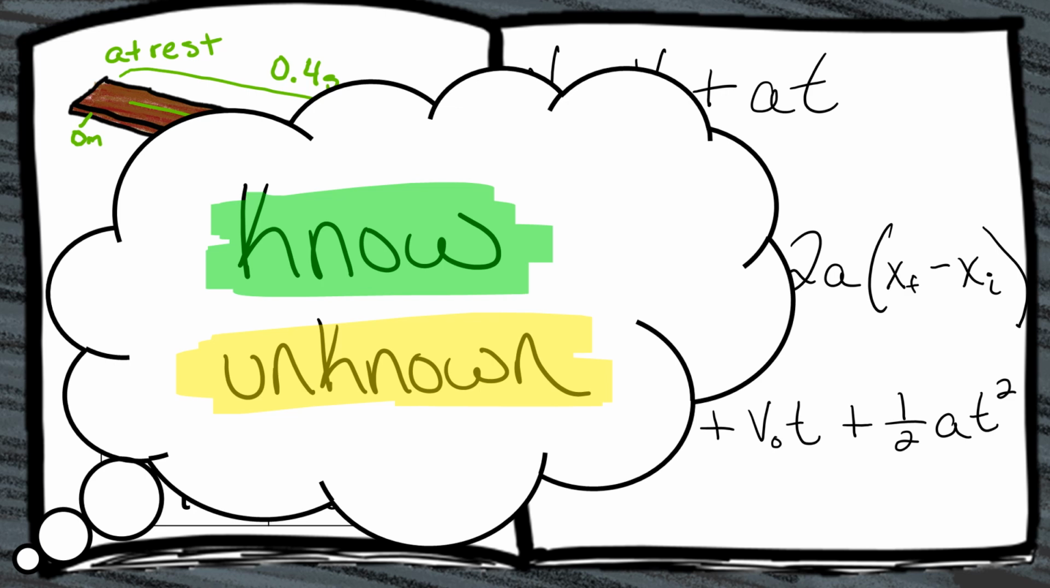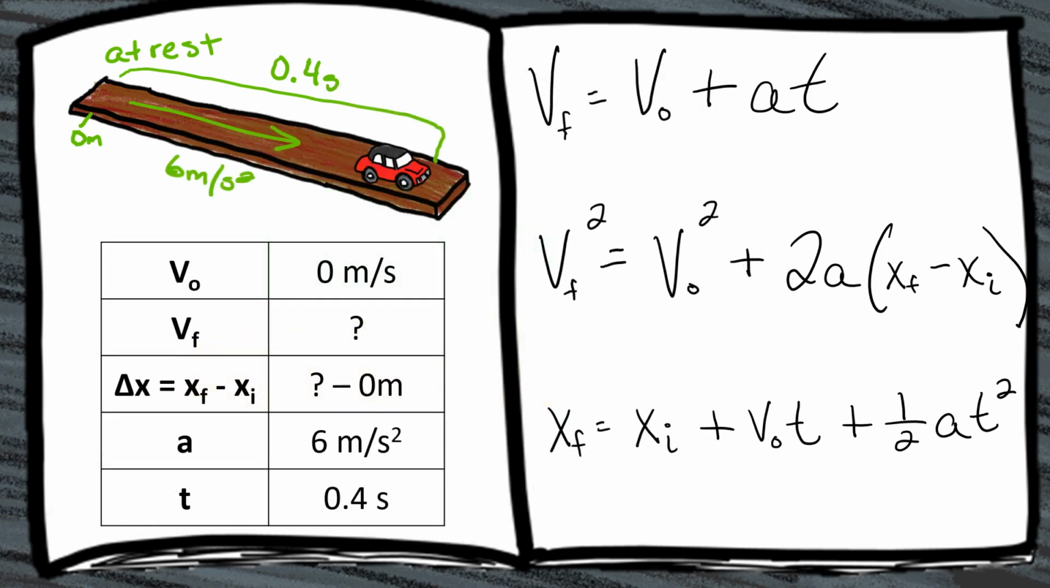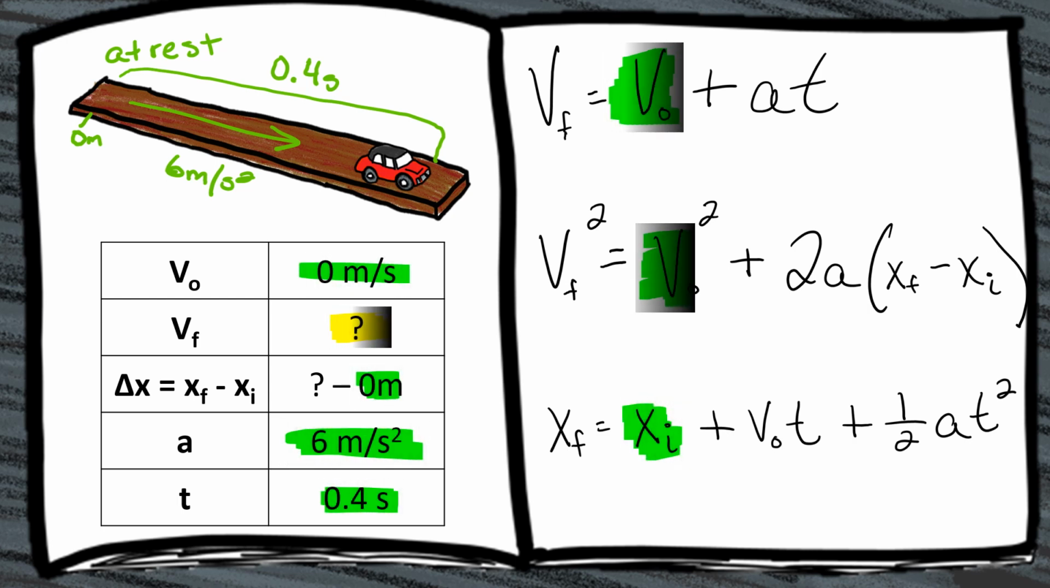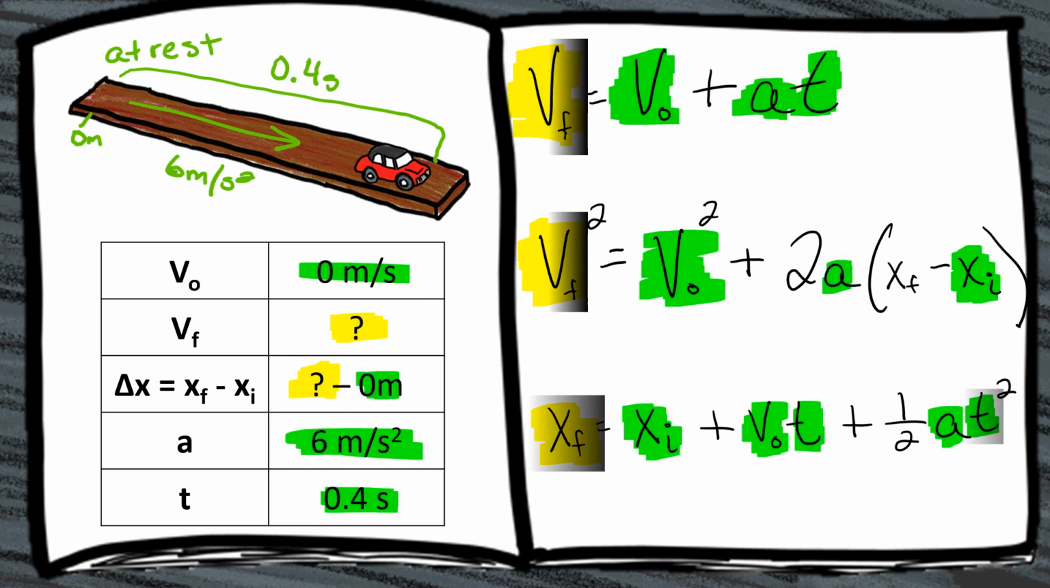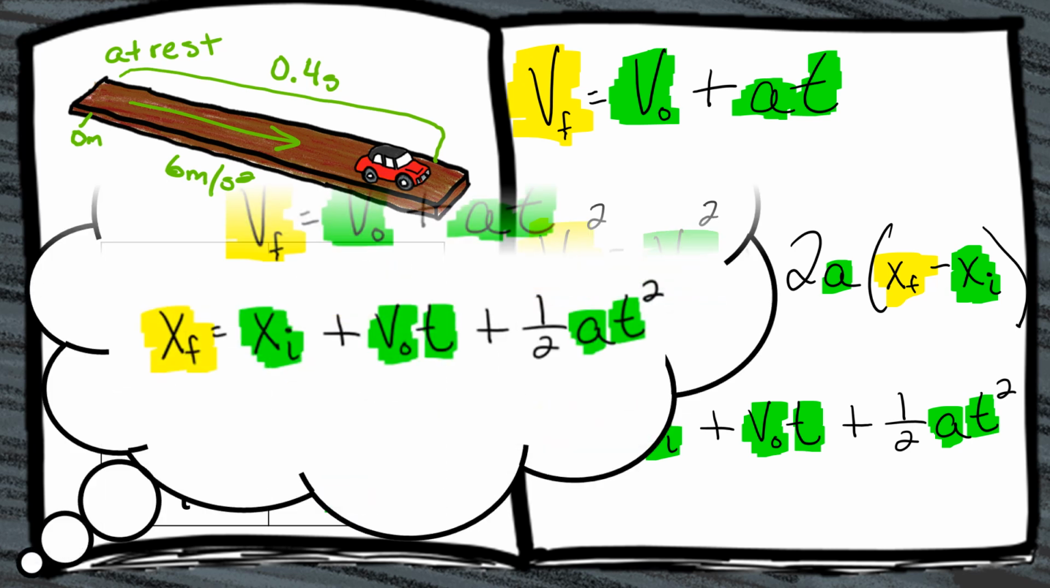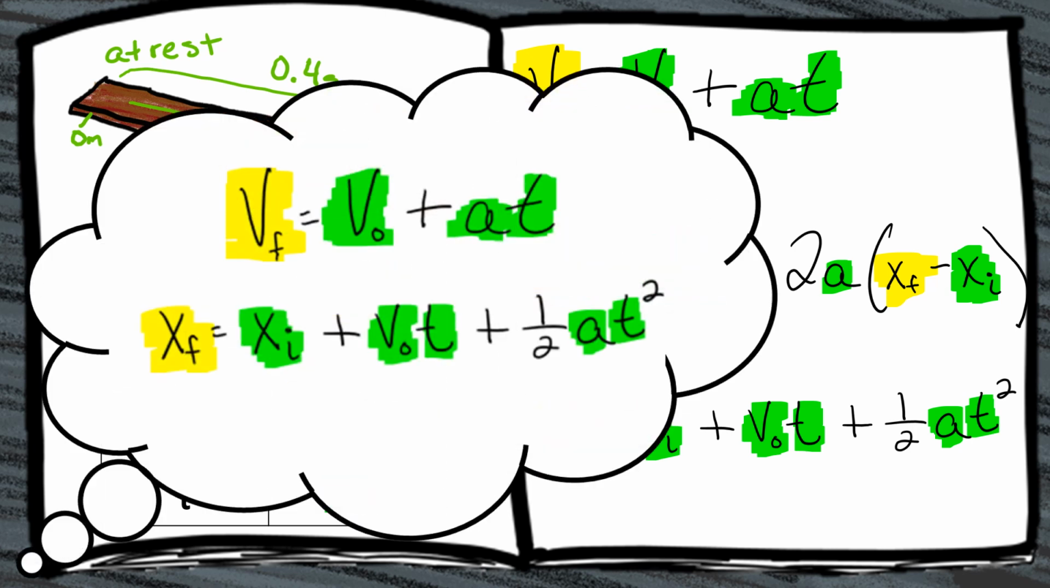Good idea, Alex. We could color code what we know and what we don't know so that it's easier to identify which kinematic equation to use. For instance, let's highlight all of the known variables green on all the kinematic equations, and then yellow the variables that we don't know on the kinematic equations as well. Remember that in order to solve for a variable in these equations, we must only have one missing variable in the equation. So based on that, which equation could we use first? That's right, Alex. We could solve for the final velocity using the first equation, or we could solve for final position using the third equation.